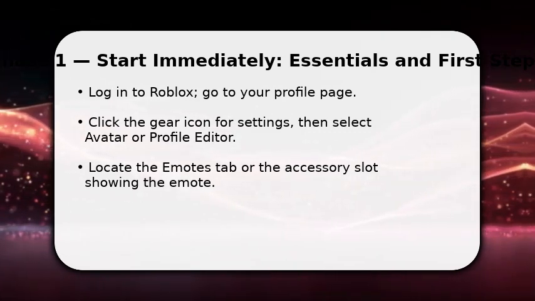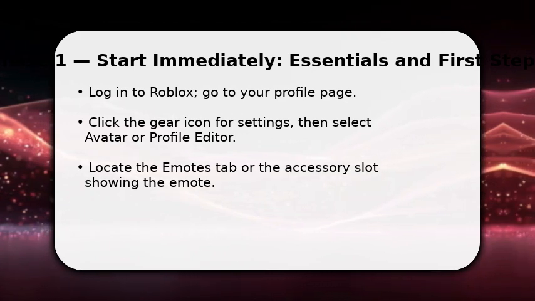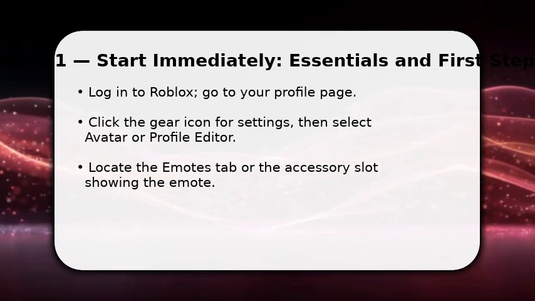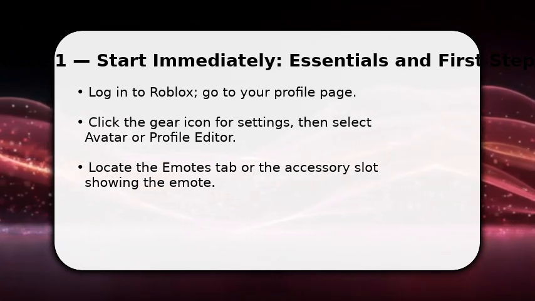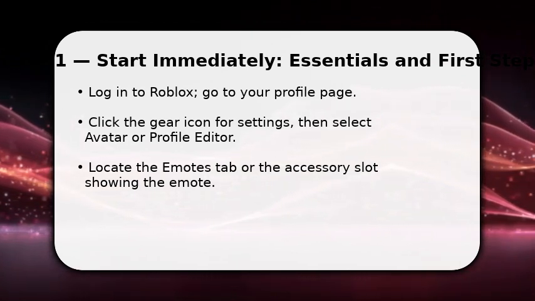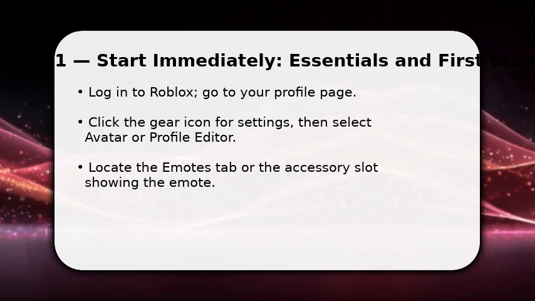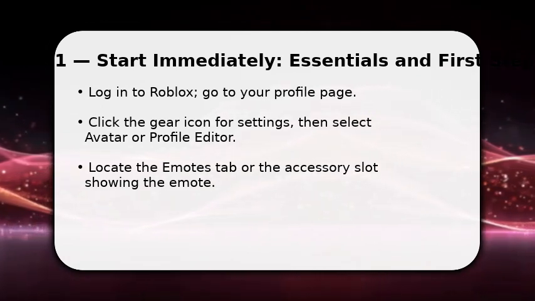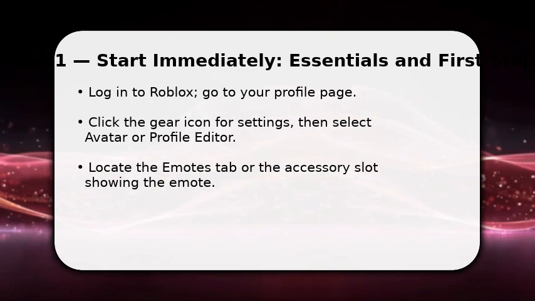You start by signing into Roblox and navigating straight to your profile, open Settings, and then the Avatar or Profile Editor. Once there, look for the Emotes tab or the slot where that emote appears. You need to identify whether the emote is an equipped emote, a bundled accessory, or part of an outfit. Once identified, make sure you have the right editor open and selected. This step exposes the Remove option so you can take the next actionable step immediately.